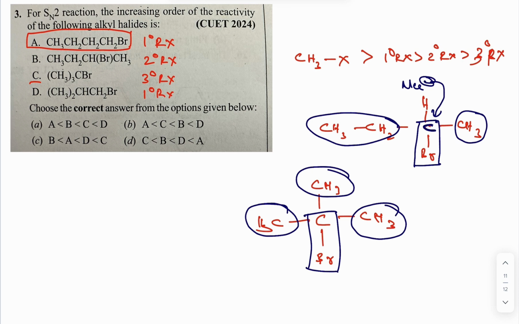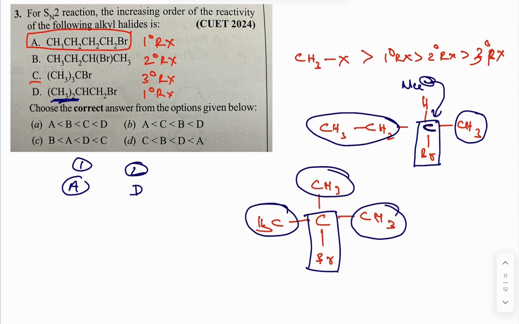So we can finalize the priority order. The least steric hindrance is the more reactive. So according to the concept, the first priority would be the compound A. Compound A is the first priority. And after that, which one comes next? The one with a slight branch will be D. Here I have only one branch present. Therefore, the second priority is D.